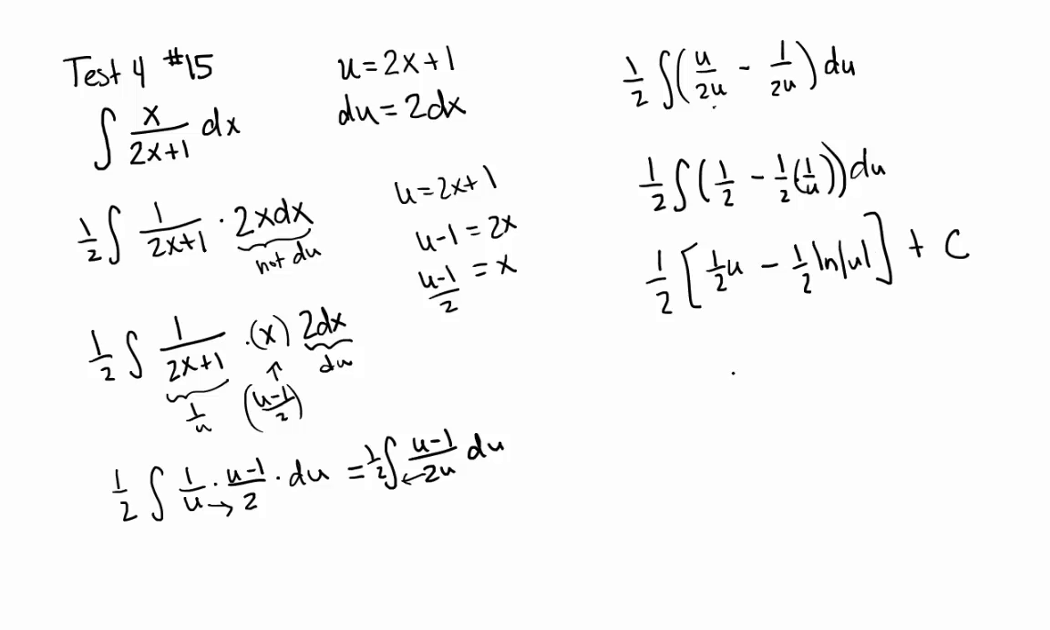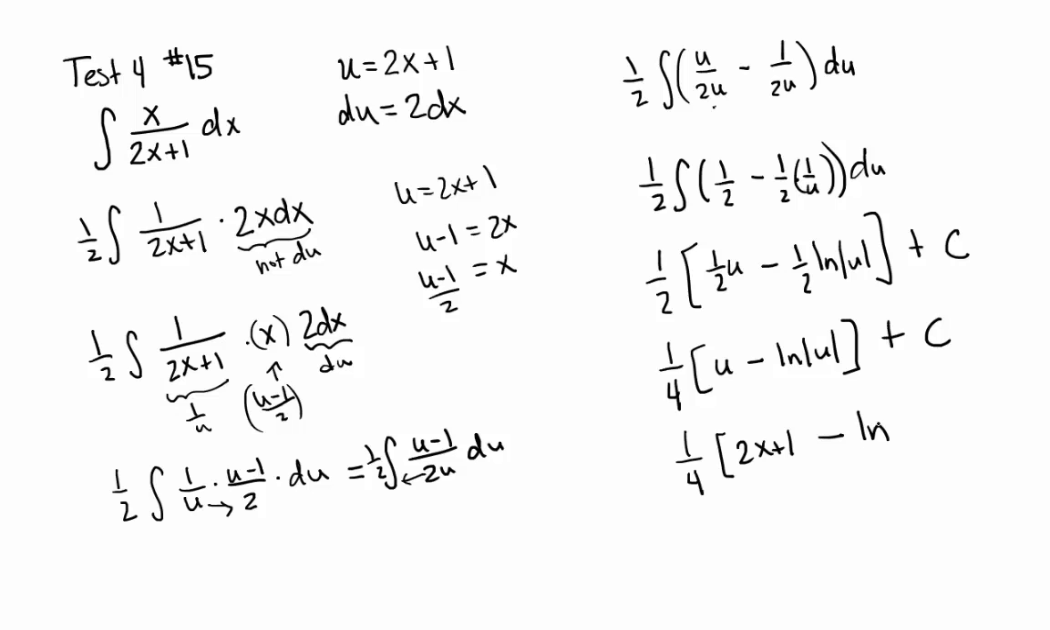Okay, so if we take out a 1/2, that's going to be 1/4 u minus natural log of u. You do have to put the 2x plus 1 back in. 1/4 of 2x plus 1 minus the natural log absolute value of 2x plus 1. Guess what your calculator says the answer is. So notice that here, if you distribute this 1/4 through, you get 1/2 x plus 1/4 minus 1/2 natural log absolute value of 2x plus 1 plus c.